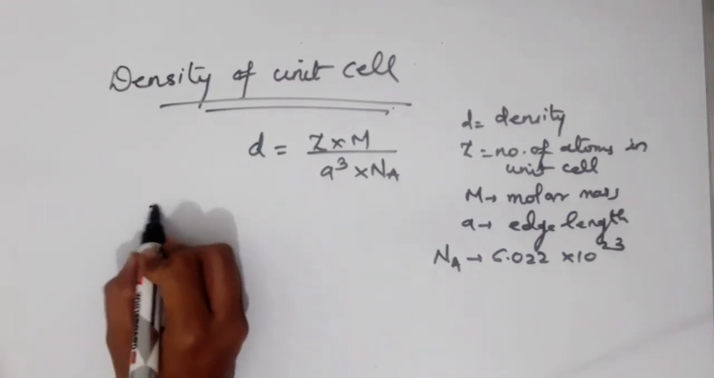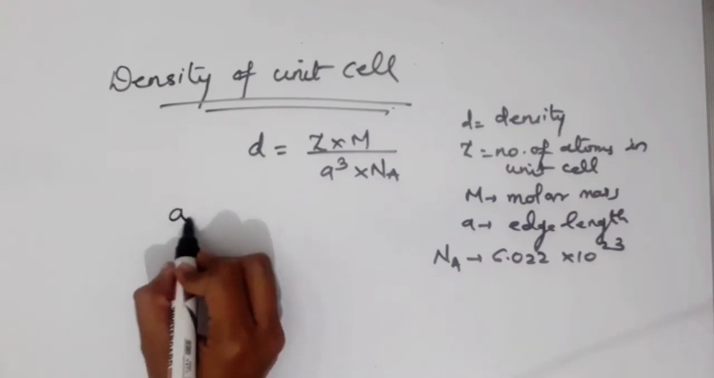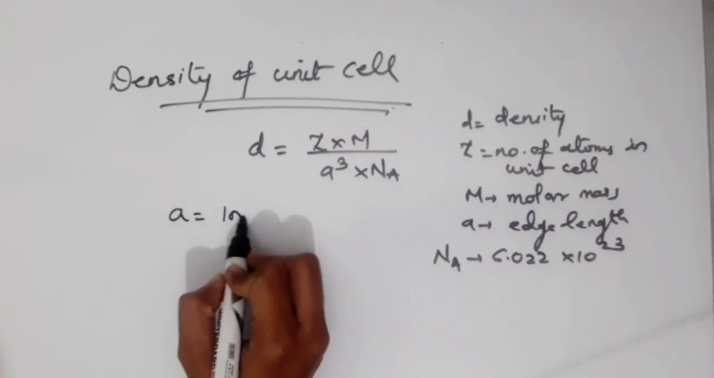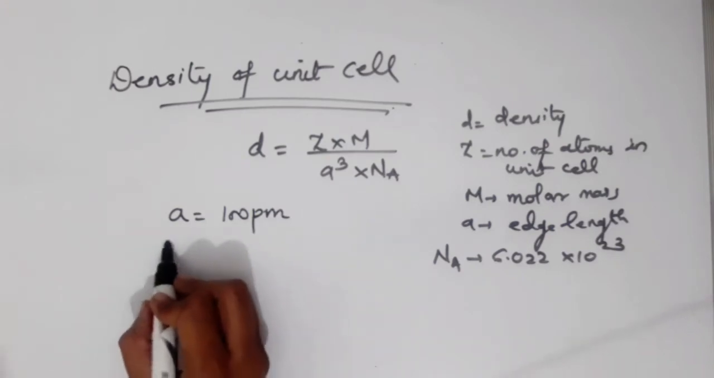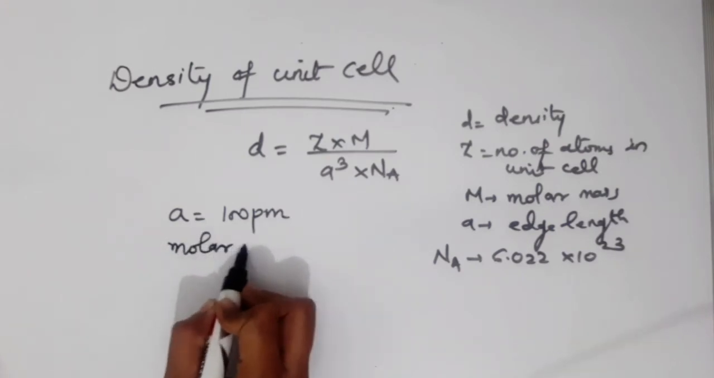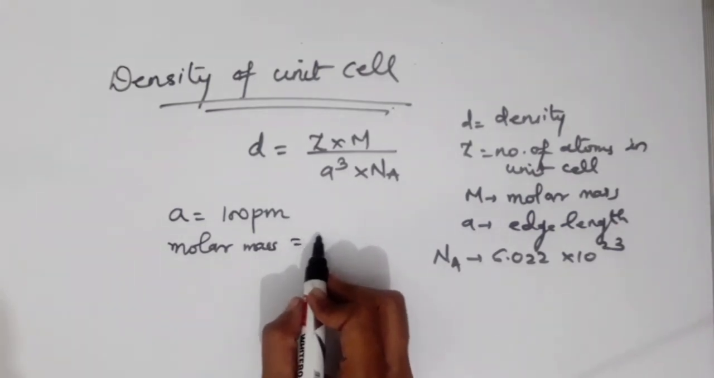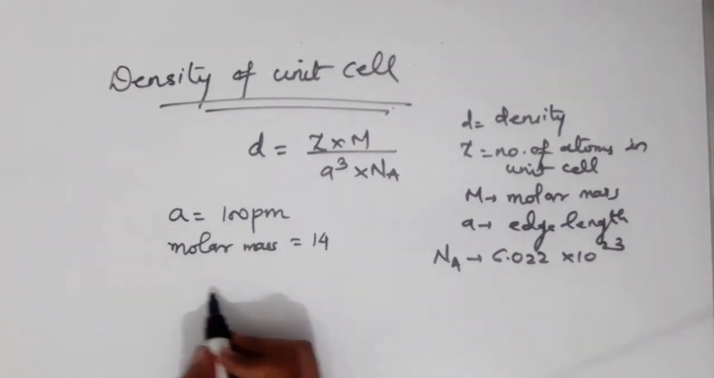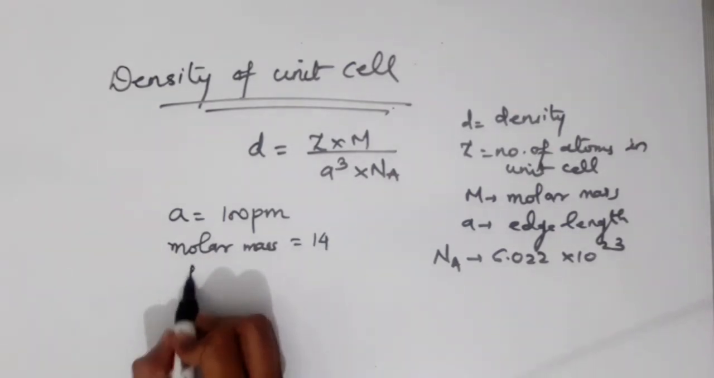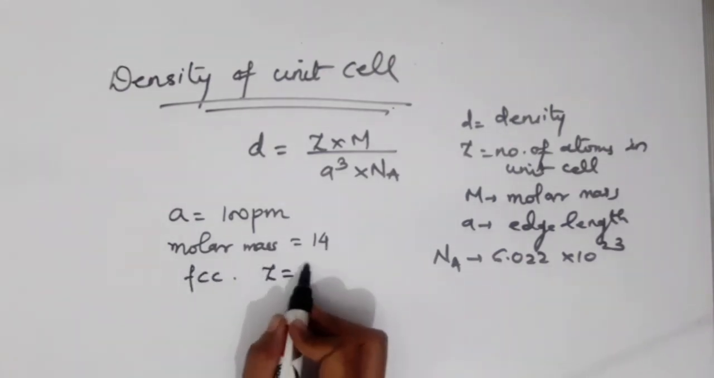So you are given a question where you have to calculate the density of an element having a equal to 100 picometer and molar mass equal to 14. For calculating density, you are given that the compound forms FCC lattice. So for FCC, Z is equal to 4.